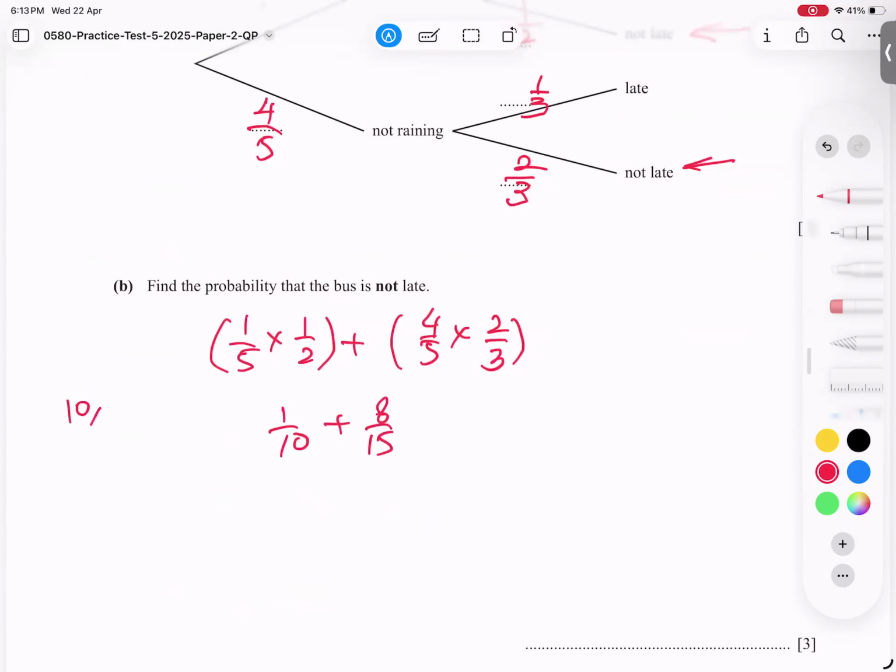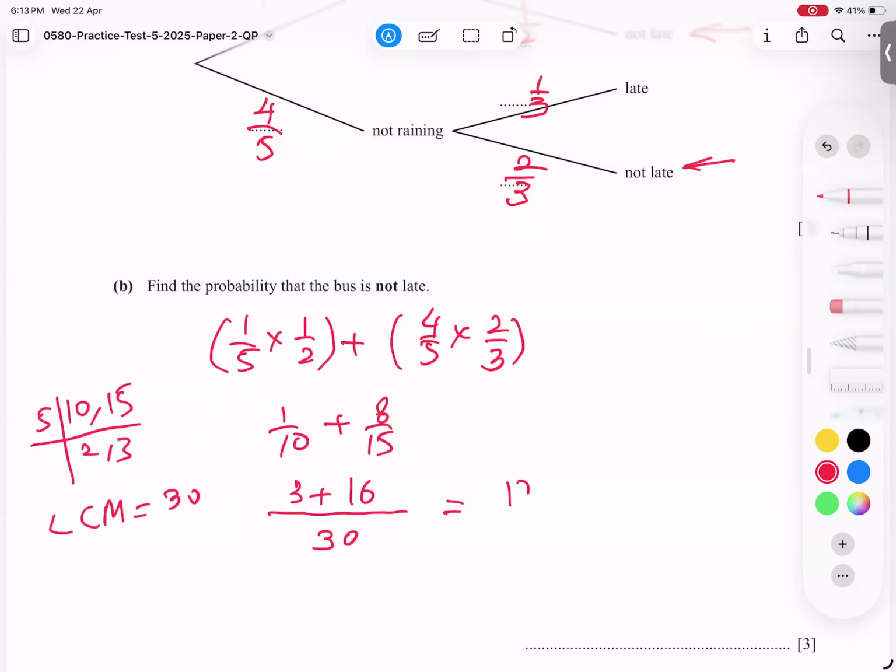Now 10 and 15, we have to take LCM, no choice we have. 5 2s are, 5 3s are. So LCM is turned to be 30. 5 2s are 10 and 10 3s are 30. I'm writing 30 here. So 10 3s are 30, so 3 multiply up. And 15 2s are 30 and 2 multiply up. And I'm getting here 19 over 30. So I hope so. The concept of the question is very clear. And let's go for next question.